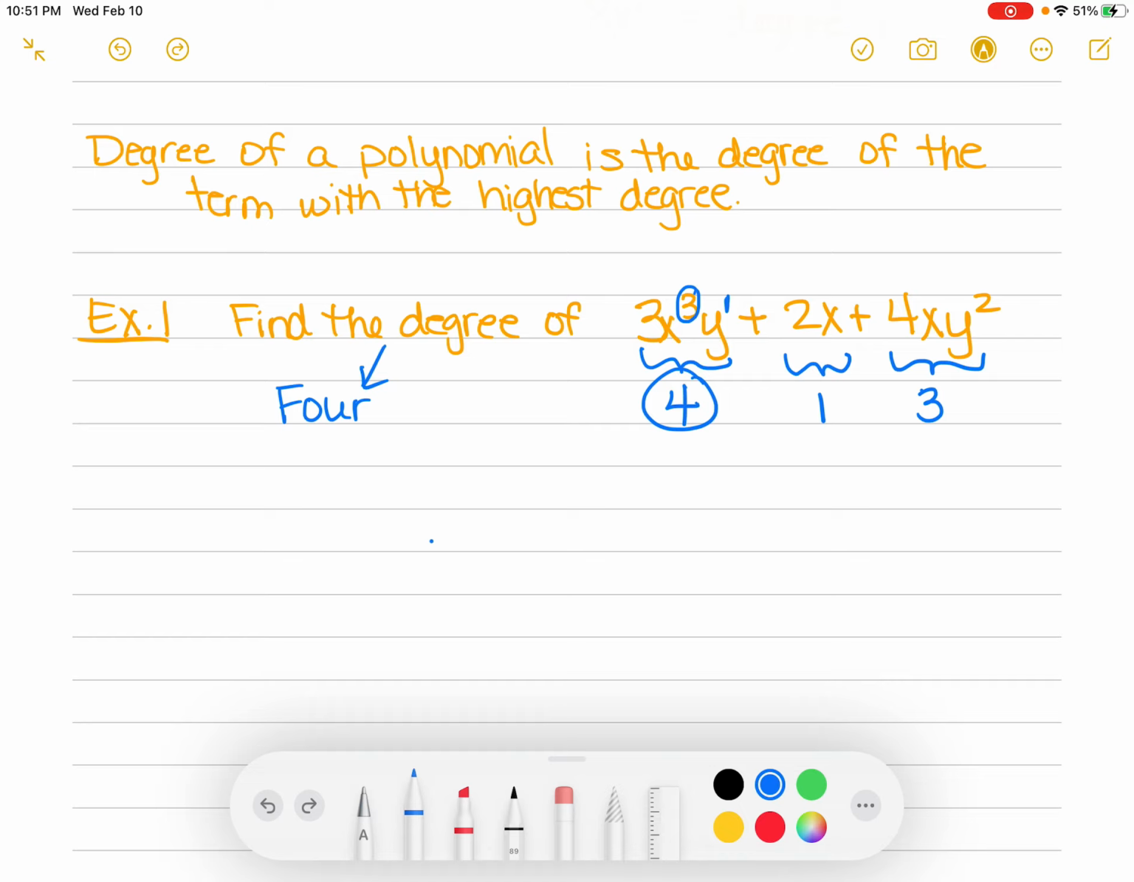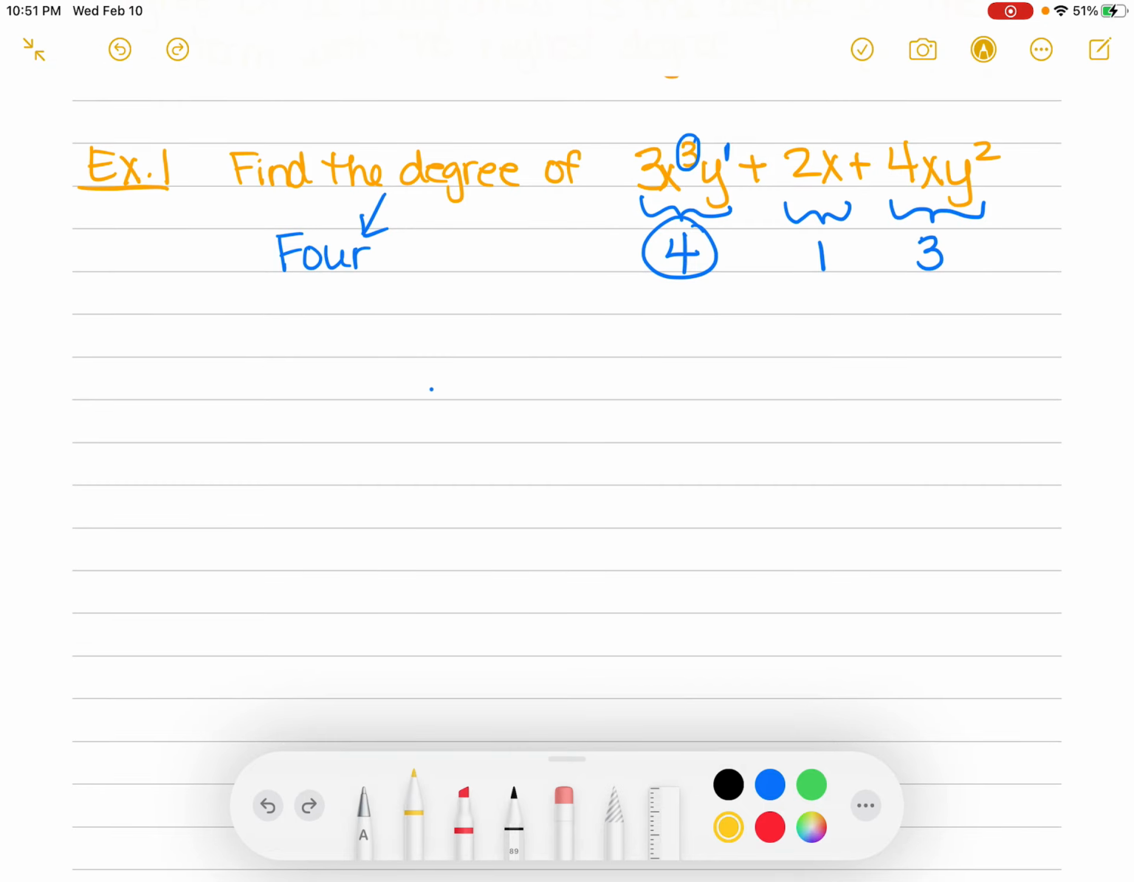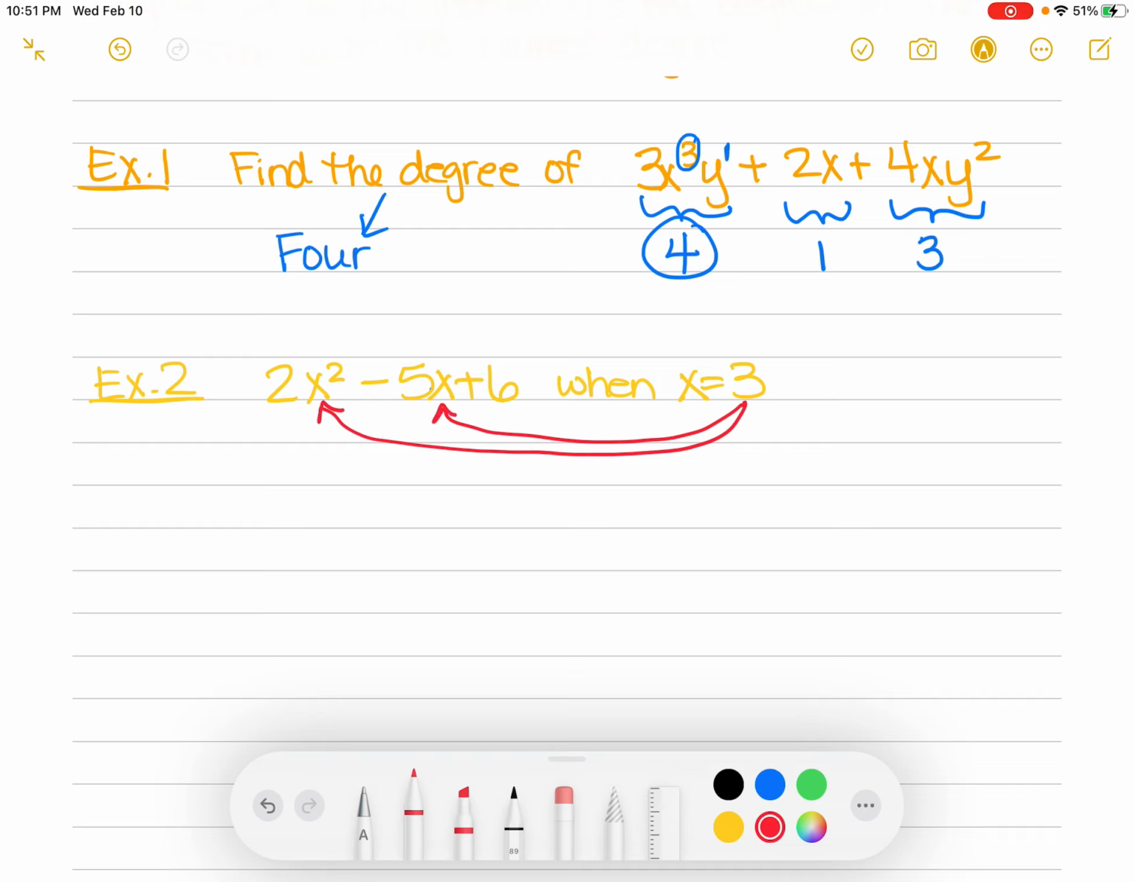Okay, now let's do some evaluating. We're going to be evaluating some terms. So we've done this before, so this shouldn't be new to you, but they're just going to be maybe a little bit harder than what we did before. So if I have 2x squared minus 5x plus 6, and they want me to evaluate it when x equals 3, all I'm going to do is take that 3 and put it in place of x here, and put it in place of x here, right? Okay, so let's try that.